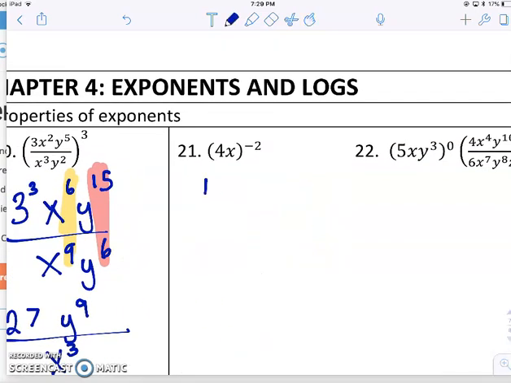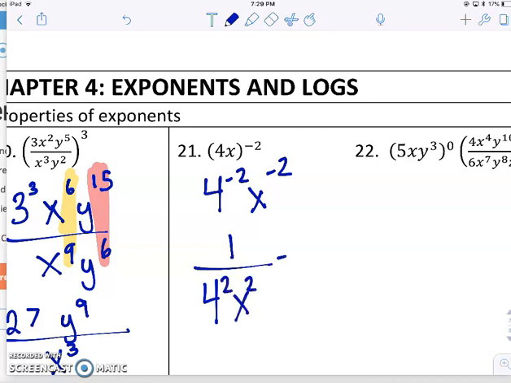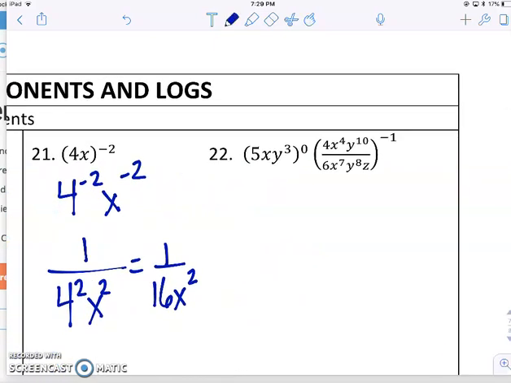So if we distribute here, 4 to the negative 2, x to the negative 2. But negative exponents, we have to just flip sides that they're on. So we have 1 over 16x squared. So number 22, well, anything to the 0 power is 1.